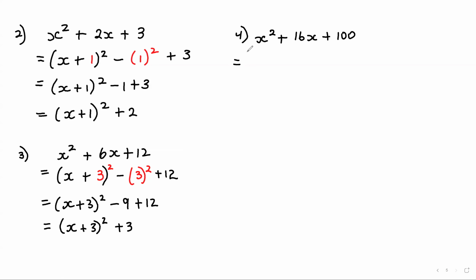Okay. So the first part would be x plus... half of this, 8, I believe. Yeah, 8. So it'll be 8, and then you close that bracket, squared. Then, square and then what?